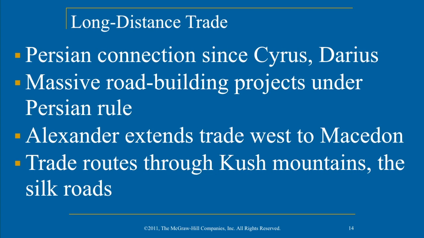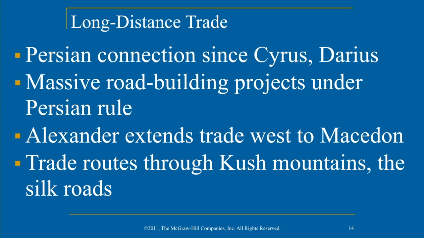This leads to long-distance trade, which is a Persian connection since Cyrus and Darius. There are massive road-building projects under Persian rule. Again, we go back to the Persian rule under Darius, and we see that the people who were bringing in that bureaucracy saw the need for maintained roads, seeing the need for the ability to transport troops, basically, was the point of the roads, very quickly to wherever rebellions were happening.